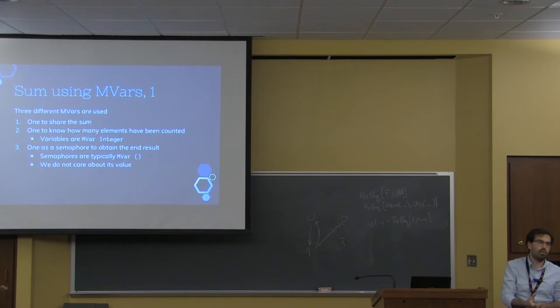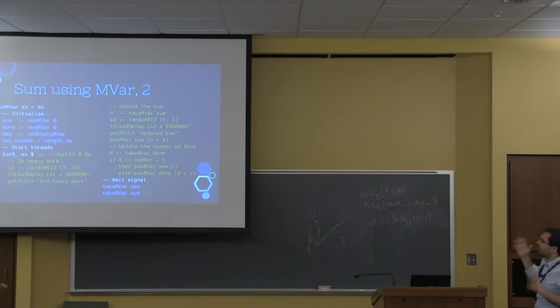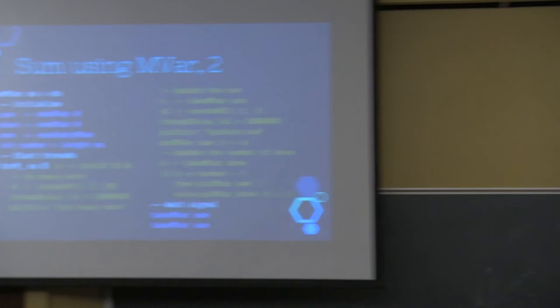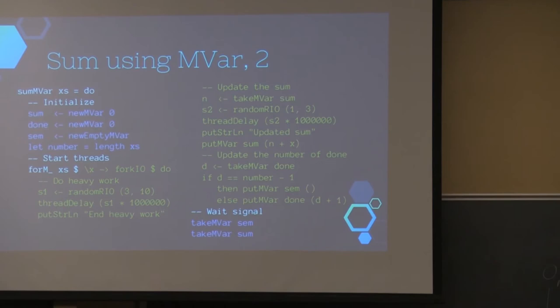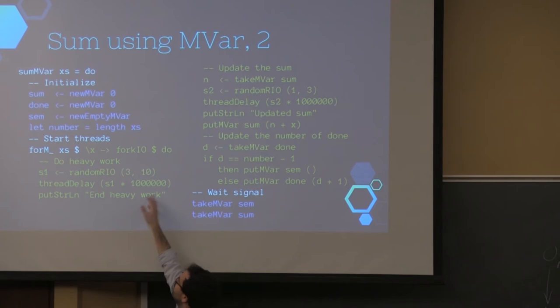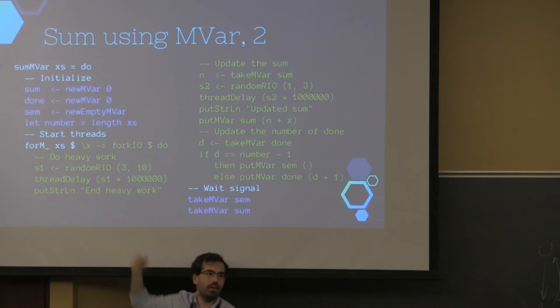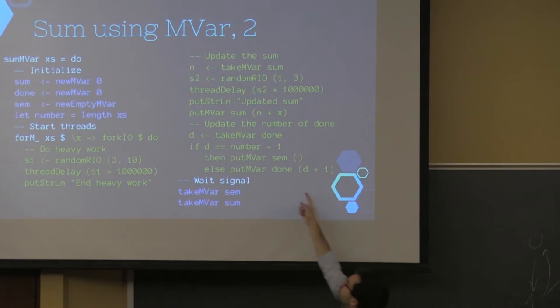The code in this case is very long, but essentially the purple parts are just creating the MVars and waiting for the MVars to end. And then the green part is what is done in every thread. For every element in your list, we fork a new thread. We pretend that we are doing something useful. And then we just take the MVar and update the result with the new x. That's everything we are doing here.